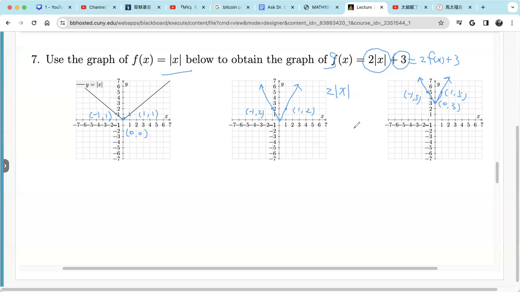Okay, you can make a table of values to check. All right, you evaluate at negative 1, at 0, at 1. You will get 5, 3, 5, right? Okay, that's a combination of the transformations. So all absolute value functions are a transformation of the basic function f of x equals absolute value of x.